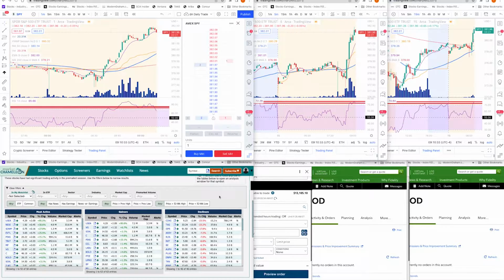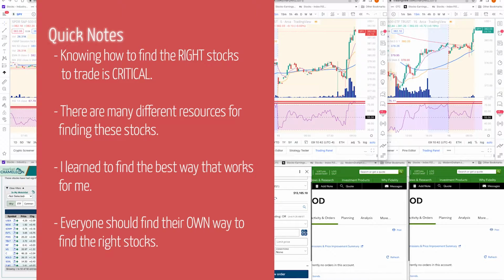Finding stocks is one of the key criteria for being able to be a consistent trader in the markets. You've got to know where to find stocks, or really more how to find stocks, because you can find stocks just about anywhere. I do have a couple of specific ways that I do it, just because it's how I've learned to do it and it works for me.